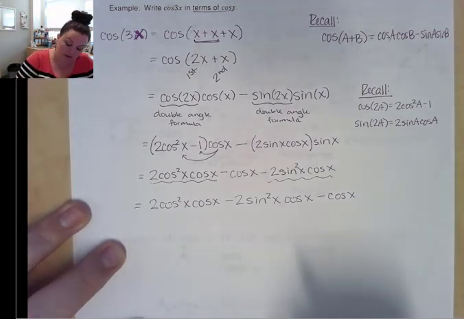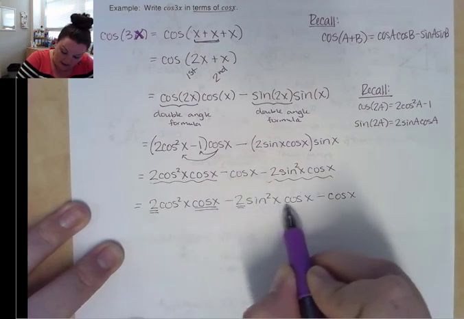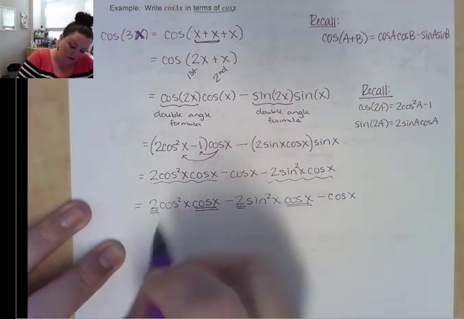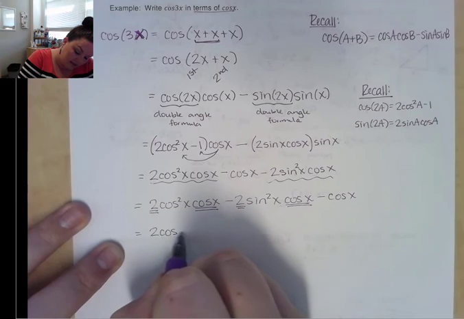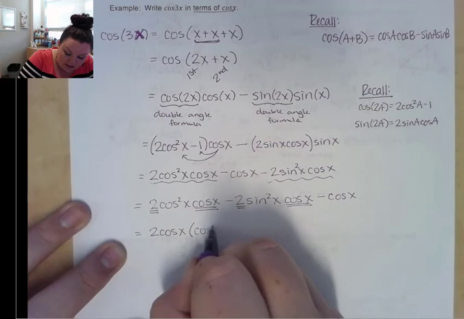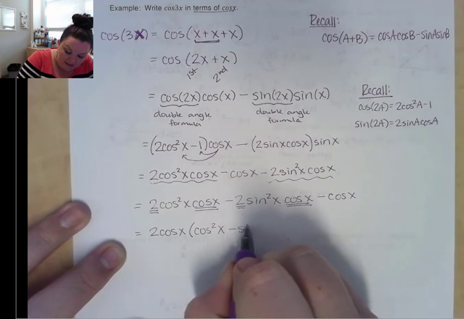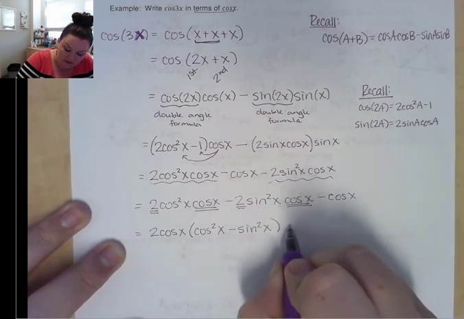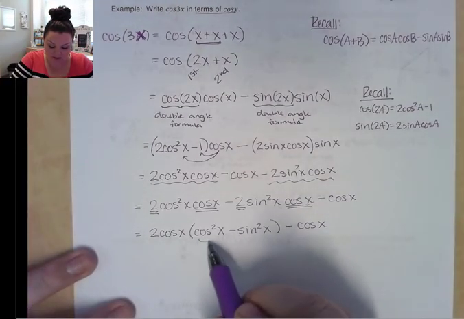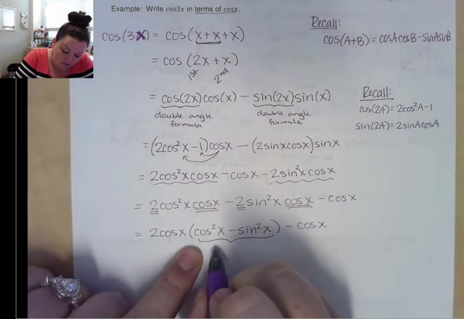Okay, so what I'm noticing is that I could take a 2 and a cosine x out of both of those terms. No, not this one, just the first two. So if I take a 2 cosine x out of those first two terms, this term is going to be left with cosine squared x, and this term is going to be left with minus sine squared x, right? Minus cosine x. And now what we're left with in here is actually a double angle formula.